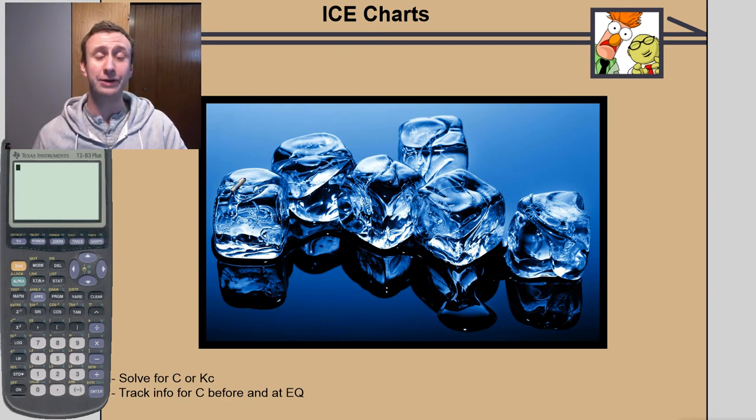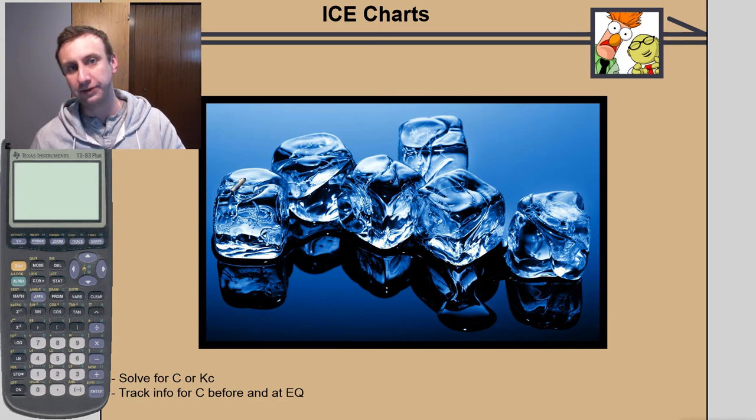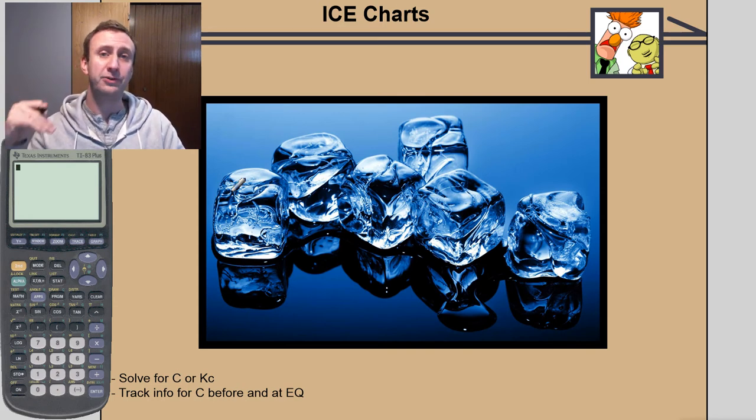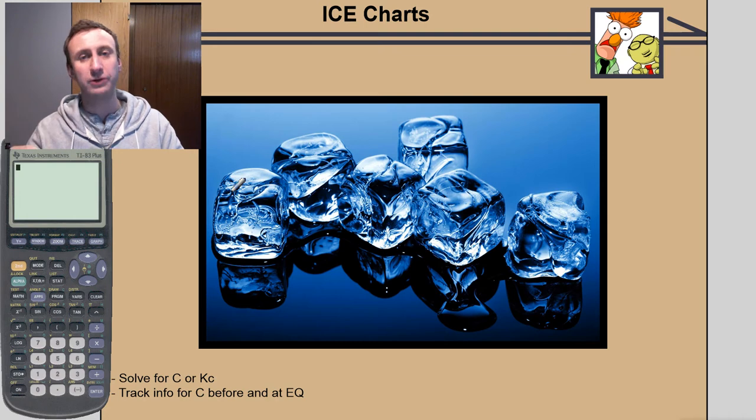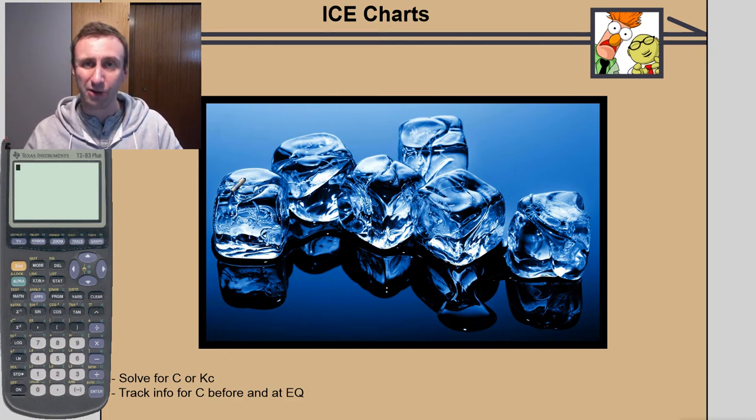Hello and welcome to your lesson on ice charts, also called ice tables or ice boxes. This is one of the most difficult things in the course, but if you go through it in a systematic way, it's not so bad. Today is actually a pretty short lesson in terms of notes and material. Most of our time is going to be spent going through 3 examples because these are pretty complex.